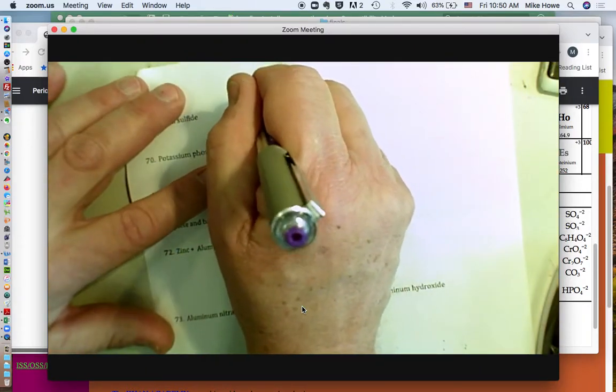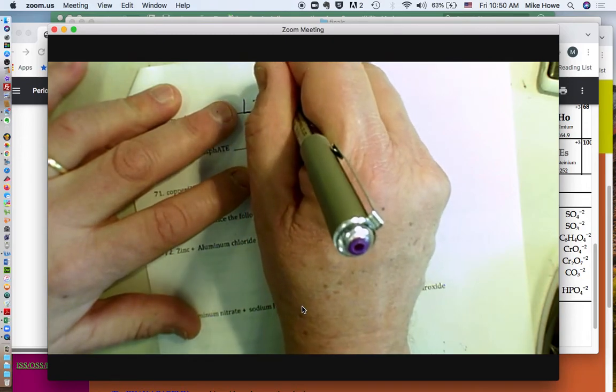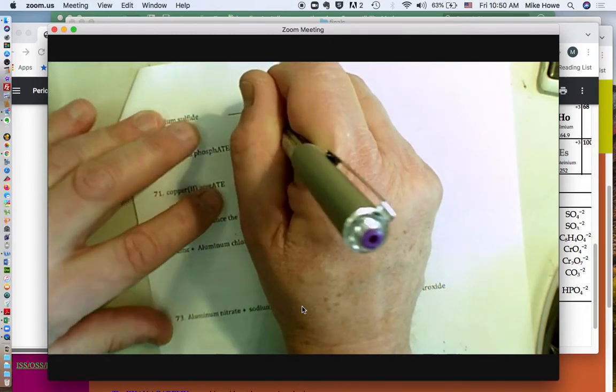Lithium sulfide. By now you should be figuring out how to find these charges. So I'm just going to put them up here. +1, -2. That's a 2.